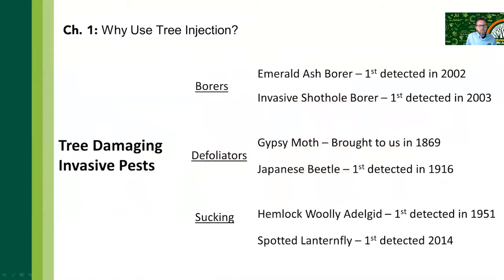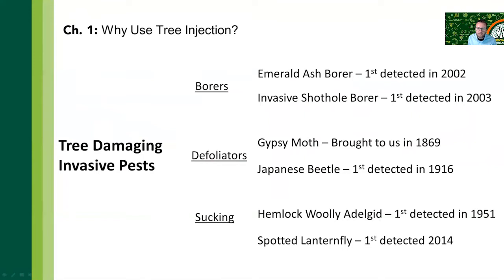And then we look at some of the other reasons why we would be using tree injection. And to segue into these tree-damaging invasive pests, which again, today is about how and why we would use tree injection for these pests. Well, these are just an example. These are 6 examples of invasive pests in the United States. And you can see here that we have representation across a varying number of arthropods that do damage.